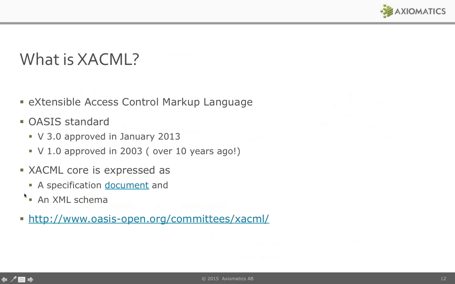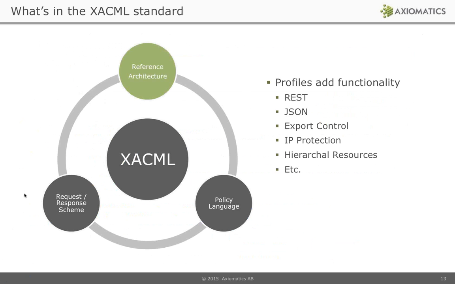So what's really in here? Well, there's really 3 different things if you look at XACML from a high level. One is a reference architecture, which we'll go through next. The second is the policy language itself that I mentioned earlier. And then a request response scheme, and this is how applications interact with the authorization service to get a decision back from the authorization system. So that represents the core of the XACML standard.